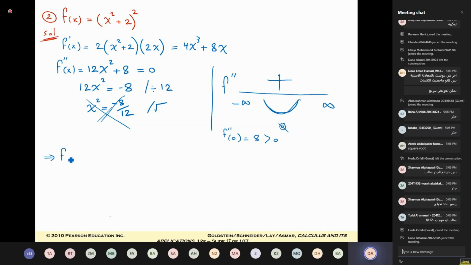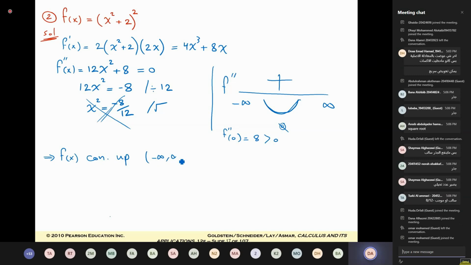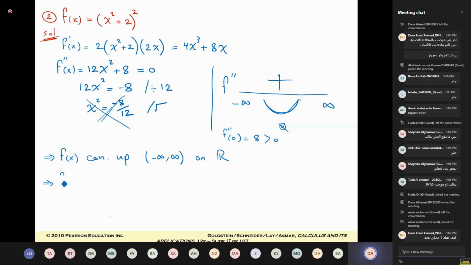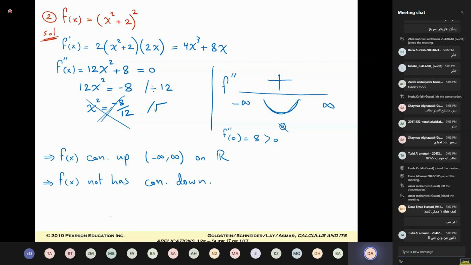So the result: f of x is concave up from minus infinity to infinity, and we can say on R. And f of x does not have concave down. Also we can conclude f of x does not have an inflection point. Okay.